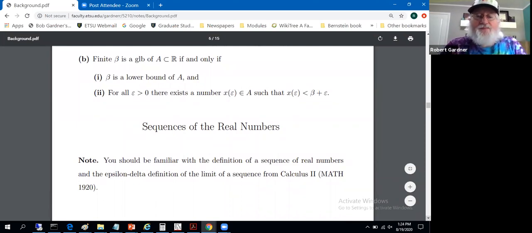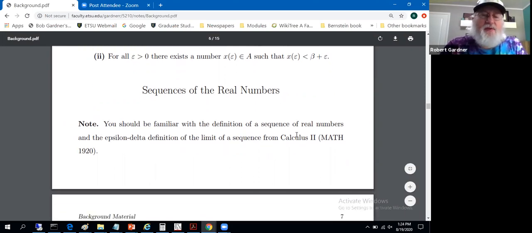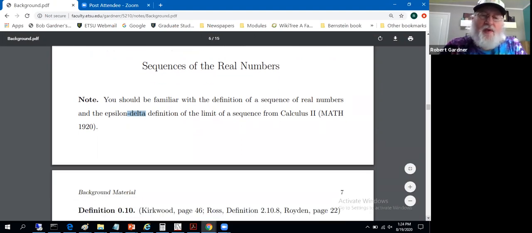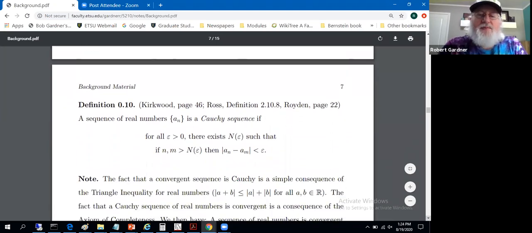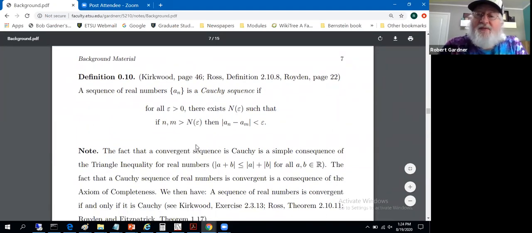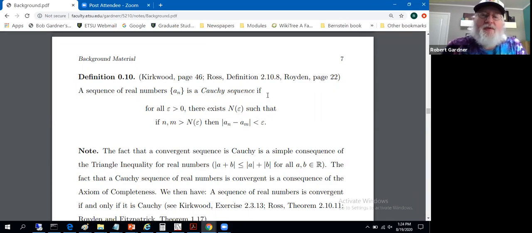Sequences of real numbers. You're familiar with the idea of a sequence of real numbers and epsilon definitions about limits of sequences. It's really the epsilon N definition of a limit of a sequence from Calculus 2. I won't subject you to rehashing these definitions in the comprehensive exams. Something not from calculus, you might find it buried in the calculus book somewhere as a chapter challenge exercise or something, is the idea of a Cauchy sequence. Cauchy sequences, very, very important in what we're going to do. Very, very important in analysis.